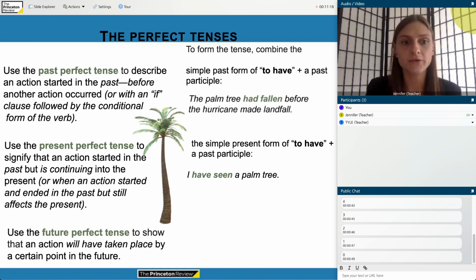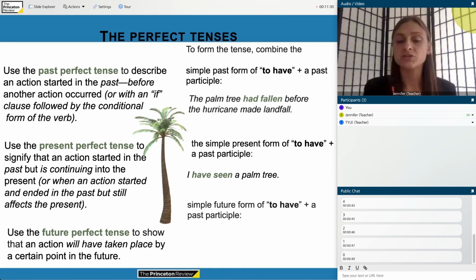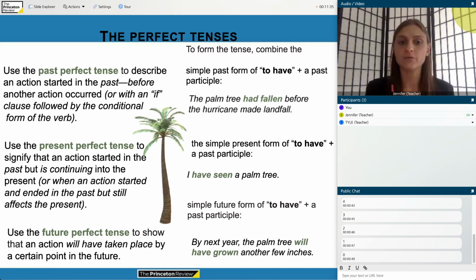So let's look at the future perfect tense. We want to use that tense to show that an action will have taken place by some specific point in the future. And to form it, simple future with to have and a past participle. So you could say, by next year, the palm tree will have grown another few inches. So it's something that will have happened by next year.